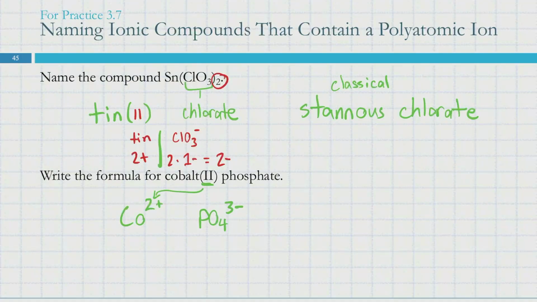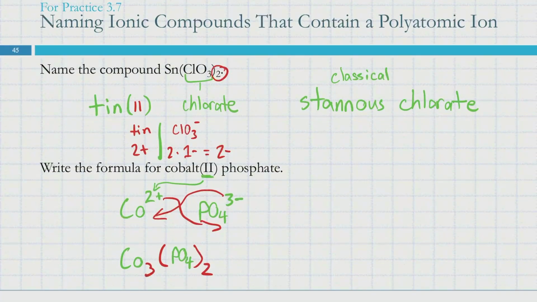So we can either crisscross and simplify if necessary, or mental math it. I usually just crisscross it because I think that's what most people do. So when we crisscross it, we've got Co3, and then in parentheses, because we've got a polyatomic ion group, we've got our PO4, close the parentheses and put the 2 outside. So Co3(PO4)2. Can we simplify that? No. So that's our formula.